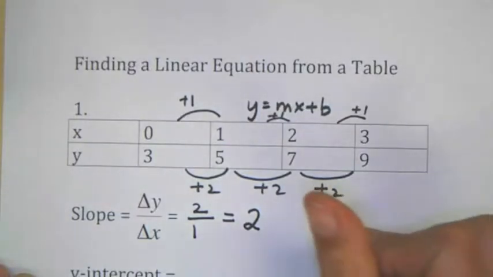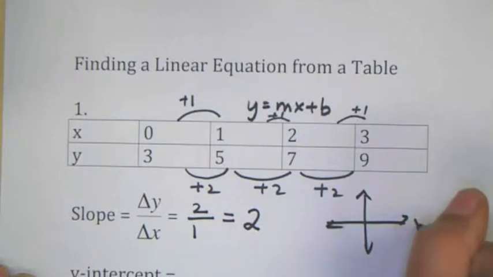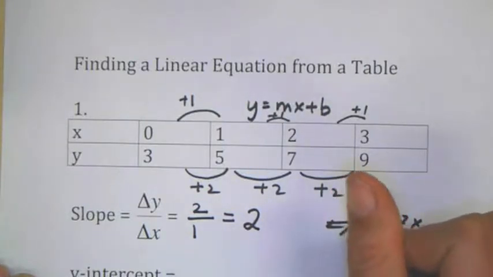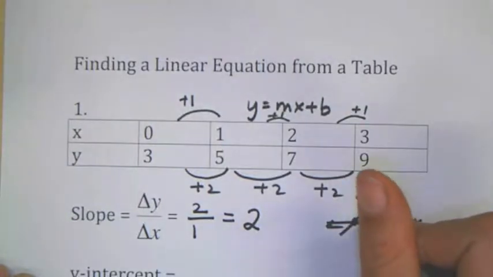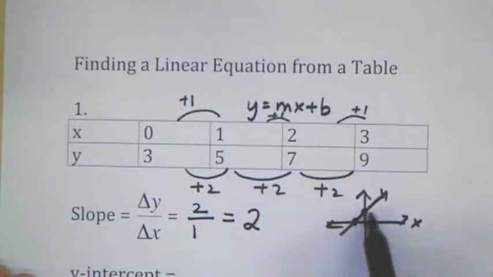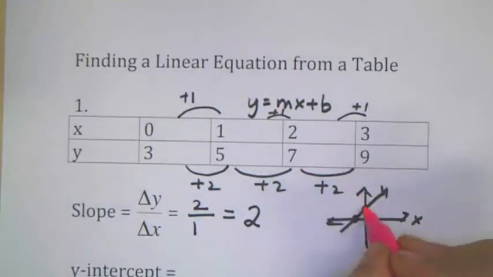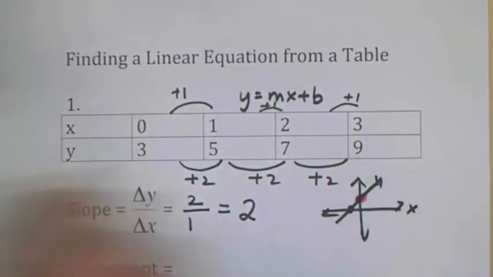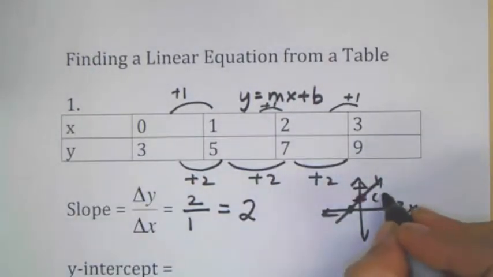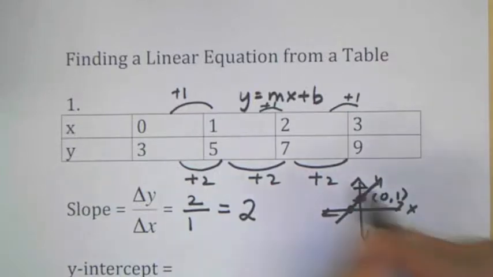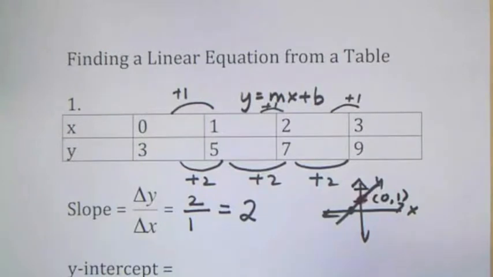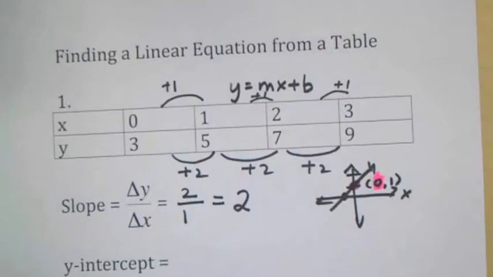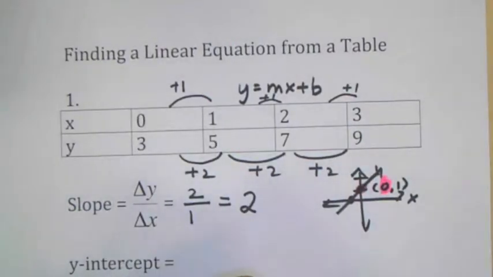The y-intercept. The y-intercept is a point on the graph. If you look at a graph, this is the x-intercept, the point that crosses the x-axis, and this is the y-intercept, the point that crosses the y-axis. For example, if this was here, this would be the point 0, 1. These are not the same graphs, just so you know. It's the point where x is equal to 0. So by definition, the y-intercept is the place where x is equal to 0.